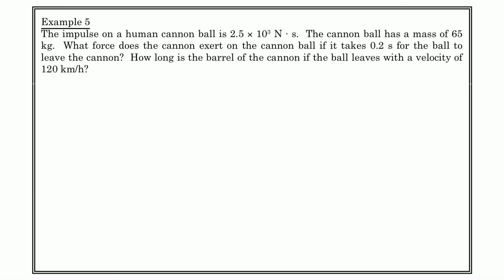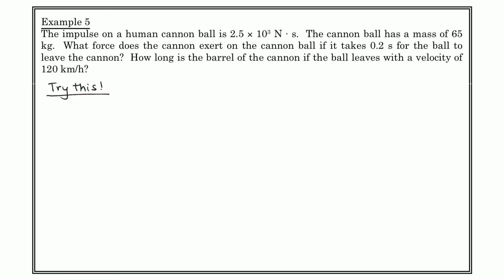Last example for today. The impulse on a human cannonball is 2.5 times 10 to the third newton seconds. Very often you'll see impulse described as a newton second, and that's fine. The cannonball has a mass of 65 kilograms. What force does the cannon exert on the cannonball if it takes 0.2 seconds for the ball to leave the cannon? How long is the barrel of the cannon if the ball leaves with a velocity of 120 kilometers per hour? Okay, so there's lots going on in this question.